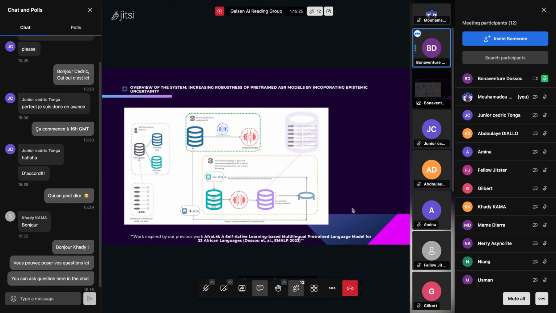This is an overview of the approach that we've built. It is inspired by one of my previous works, which leveraged active learning for multilingual pre-trained language models for 23 African languages, presented last year, I think, at EMNLP. The idea is more or less the same. We have the initial data, which we split into train and test, and we use a pre-trained ASR model that we fine-tune with the 30% of data.